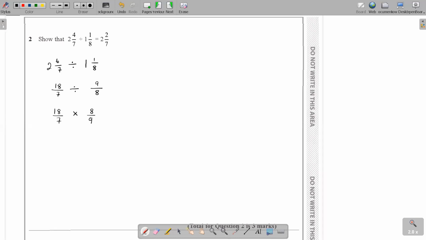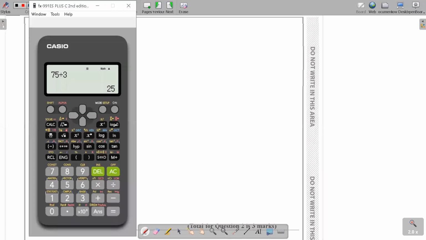So you could simplify as much as possible. Or else you can just multiply 18 into 8 and 7 into 9. Or you could cut off a little bit, 9 times 1, 9 times 2. That makes it a little bit easier. So at the end of the day, I have 2 over 7 multiplied by 8 over 1, which gives me 8 times 2, that is 16 over 7. So this gives me the simplest answer, 16 over 7.